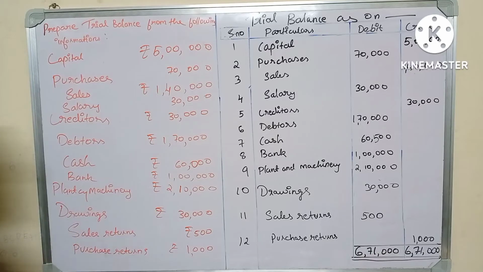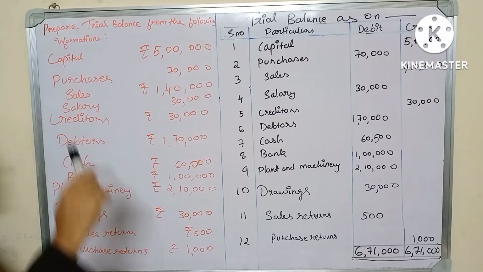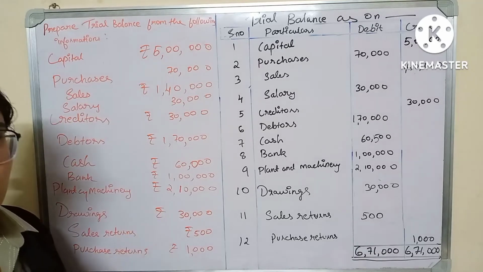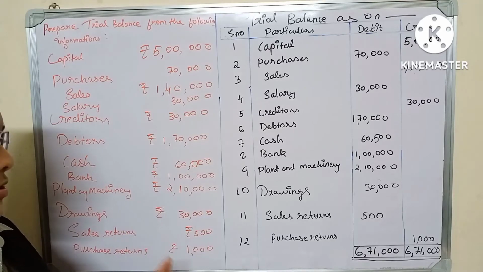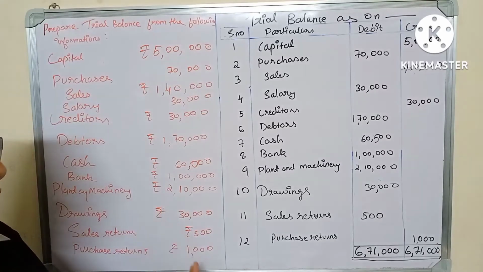Capital 5 lakh, purchases 70,000, sales 1 lakh 40,000, salary 30,000, creditors 30,000, debtors 1 lakh 70,000, cash rupees 60,000, bank 1 lakh, plant and machinery 2 lakh 10,000, drawings 30,000, sales return rupees 500, and purchase returns rupees 1,000. So given these are the balances of ledger accounts. All right, they are the closing balances of ledger accounts.